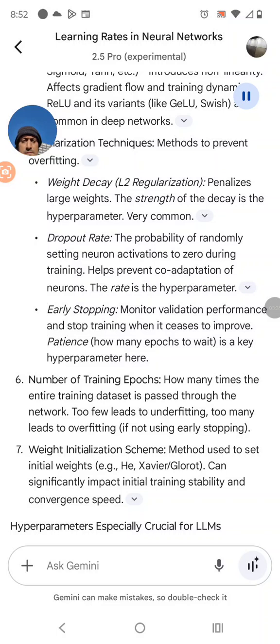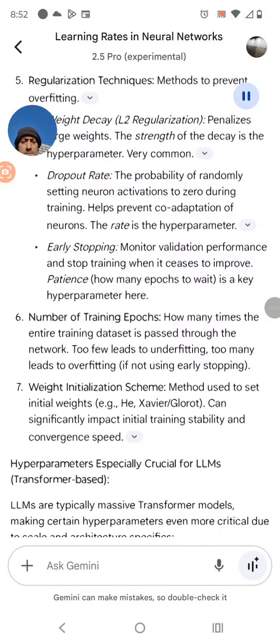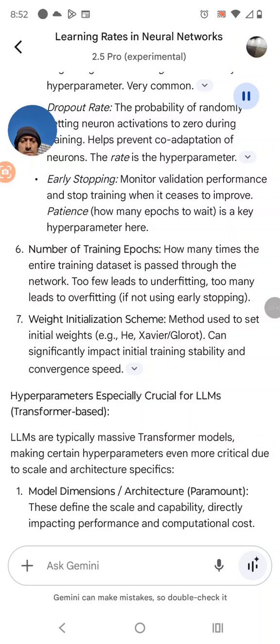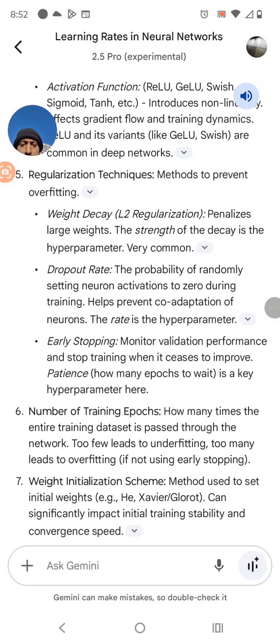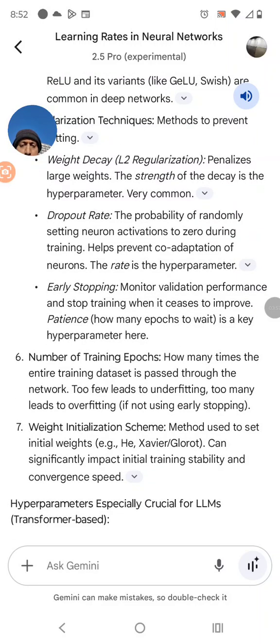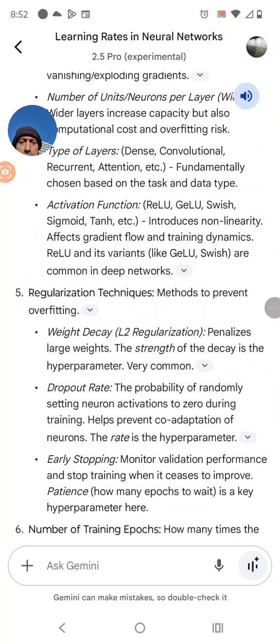6. Number of training epochs, how many times the entire training dataset is passed through the network. Too few leads to underfitting, too many leads to overfitting, if not using early stopping. 7. Weight initialization scheme, method used to set initial weights, e.g., He, Xavier, Glorot, can significantly impact initial training stability and convergence speed. Hyperparameters especially crucial for LLMs. Okay, weight initialization scheme is also interesting. He, Xavier, and Glorot, I have never looked at them.